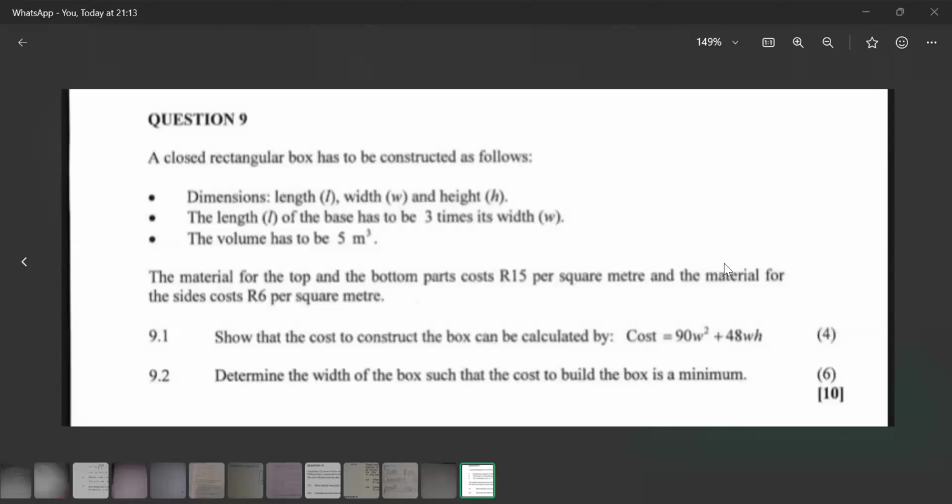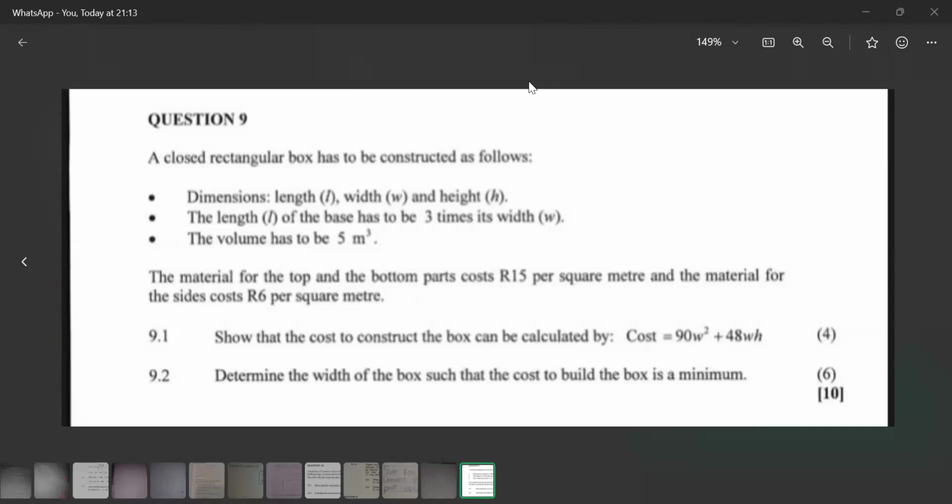Okay, so let's talk about this one. Now here they say a closed rectangular box has to be constructed as follows. Now these are the dimensions. So here they say allow the length to be L, the width to be W, and the height to be H. Remember that the width is the same as the breadth.